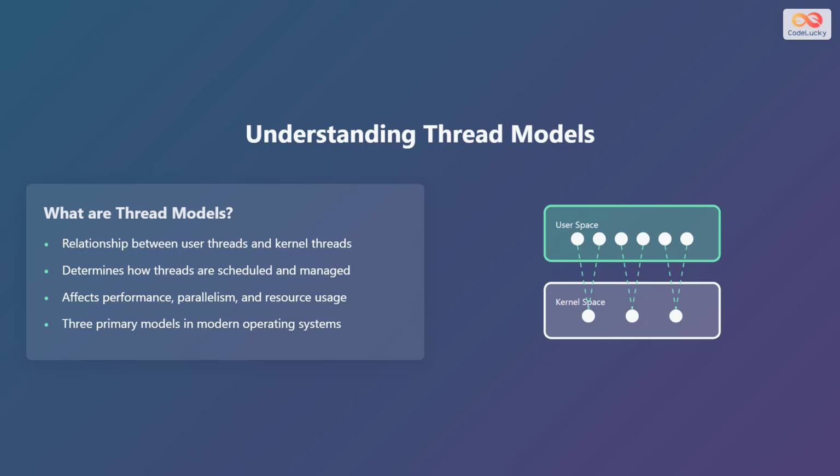Thread models significantly affect performance, the degree of parallelism achievable, and overall resource usage. There are three primary models used in modern operating systems.